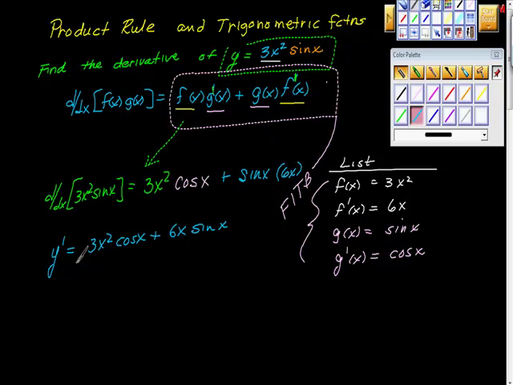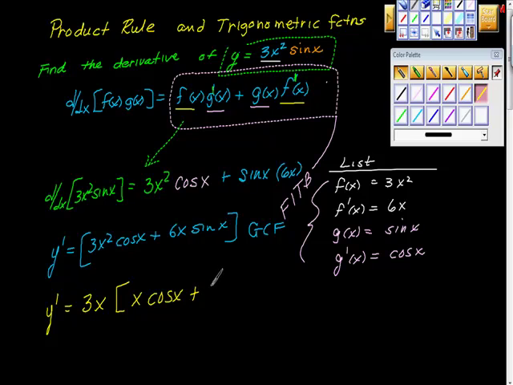And then we can clean this up a little bit. We can look for the greatest common factor here and factor this out. And so y prime is equal to, what's the greatest common factor? 3x, I think. So factor out 3x. 3x times x cosine x plus 2 sine x is our answer.